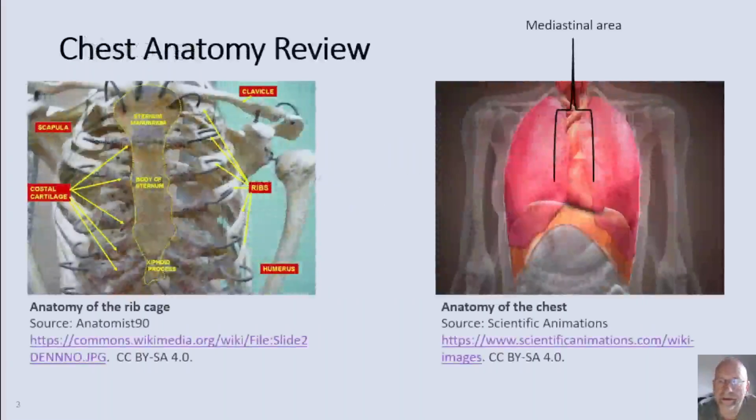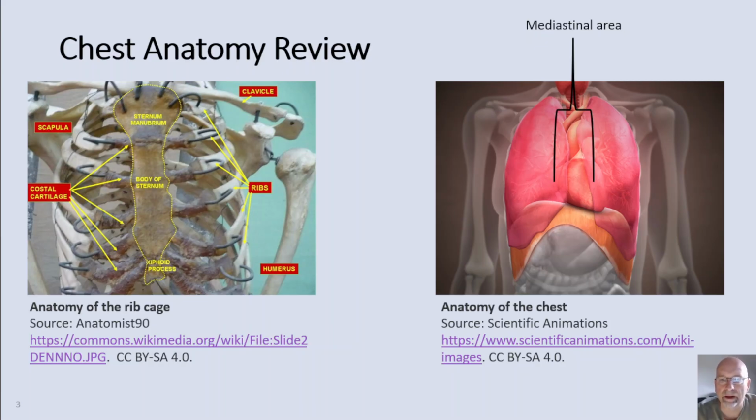The image on the left of the screen illustrates the thoracic cage or rib cage that protects the organs of the chest cavity. Vital organs, including the heart and lungs, sit in the thoracic cavity, and blunt or penetrating trauma to this part of the body can cause life-threatening conditions.